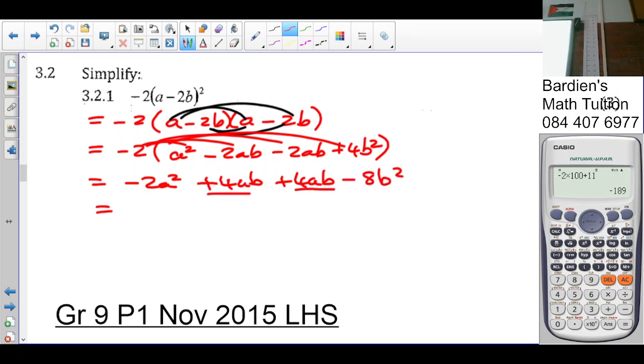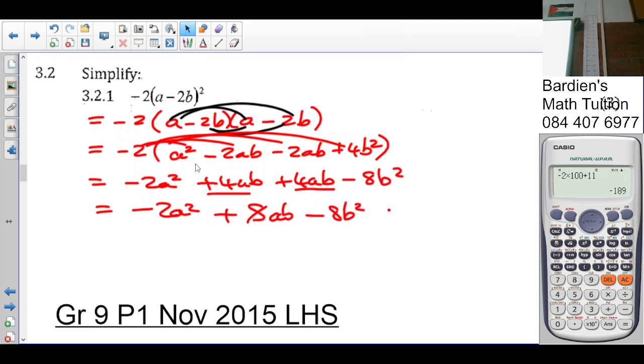So what do I do now? Like terms. So negative 2a squared. What's 4ab plus 4ab? 8ab minus 8b squared. Okay? Yes? Would you get it wrong now if you only got negative 2a squared minus 8b squared? So you don't have the middle term. So you multiply and you cancel this out.